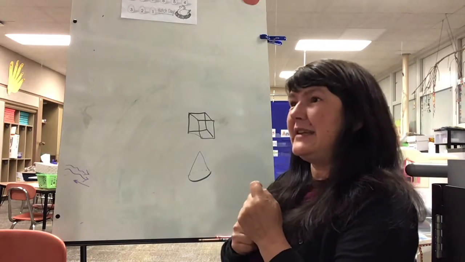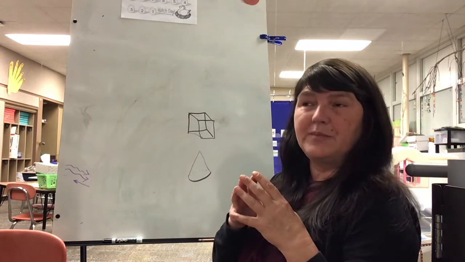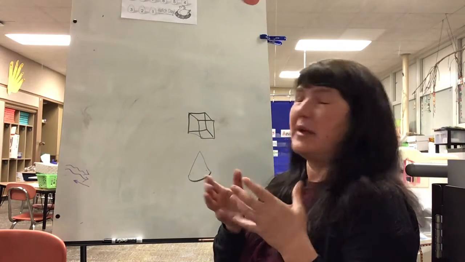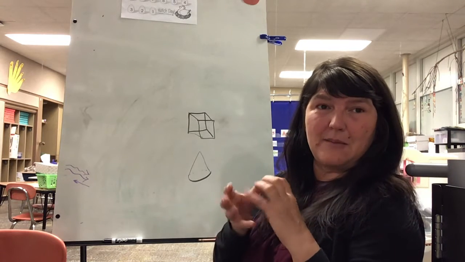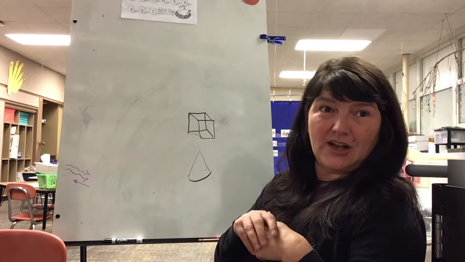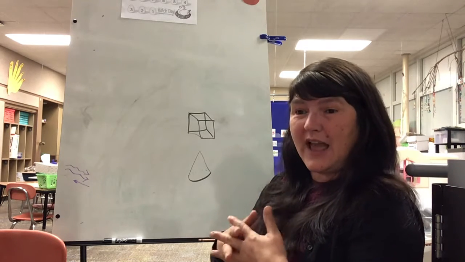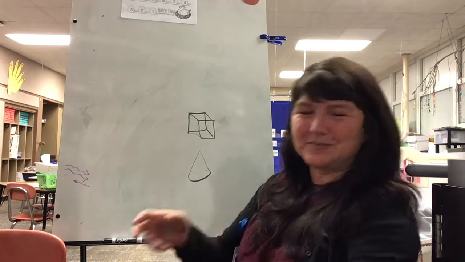So 3D shapes or solid shapes sometimes have, or actually I think all of them have, some flat 2D shapes that make them. The faces of those 3D solid shapes often have, or always have, 2D shapes.